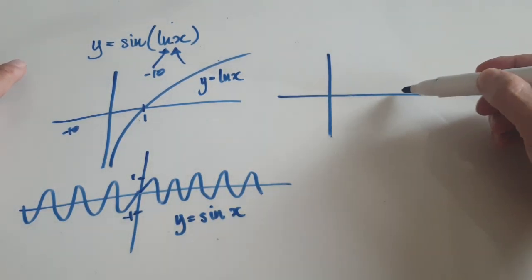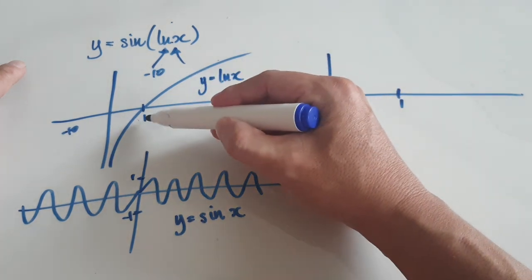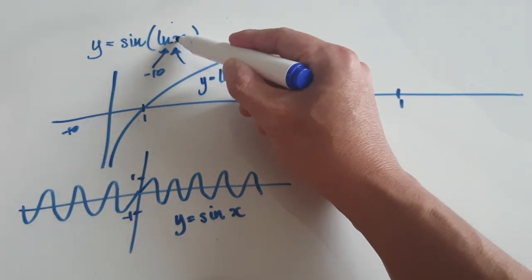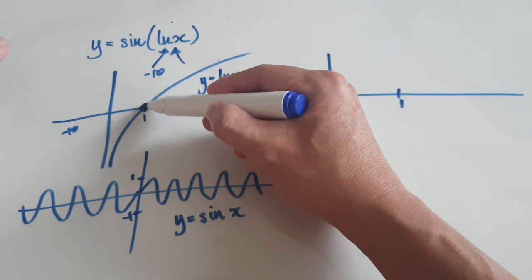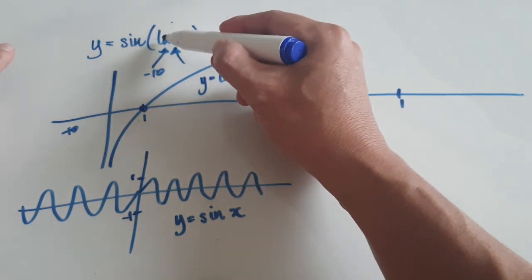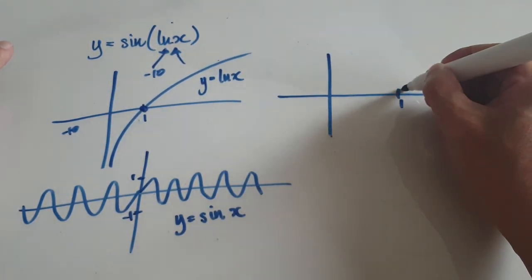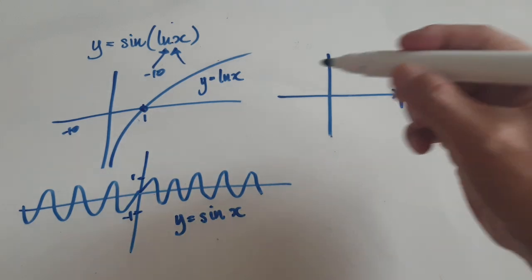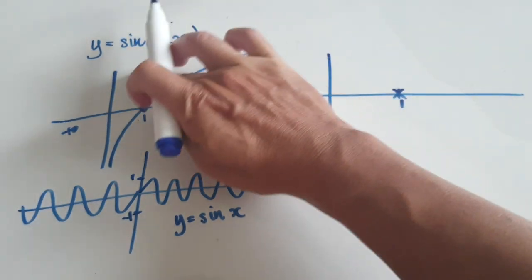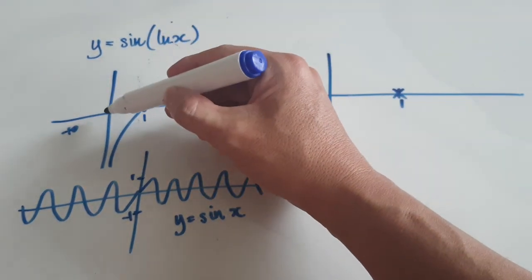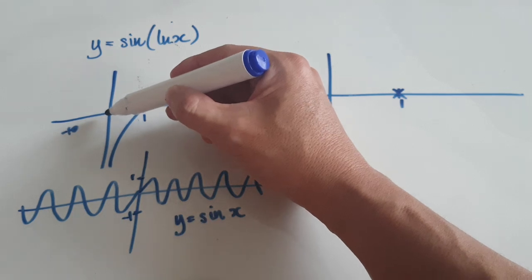Now let's look at 1 here. So when x is 1, natural log of 1 will be 0. It's right here. And when you sine 0, it will be 0. So we know it passes through this point here. Now remember, dead on 0 it breaks down. It's undefined, dead on 0.